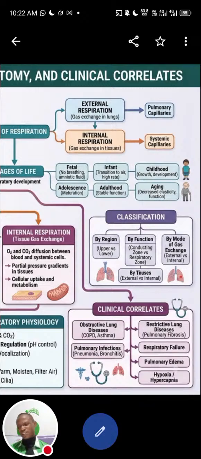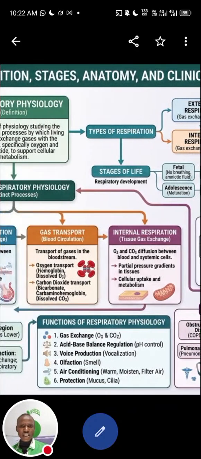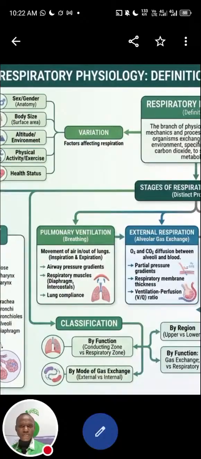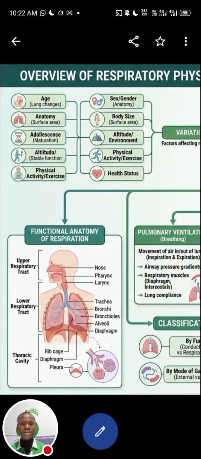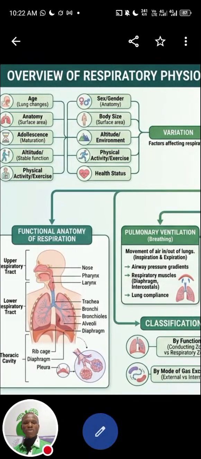Next one, we talk about types, just two types, external and internal. Is it not simple? It's simple. Pulmonary and systemic circulations. Okay. So then we talk about variation. We say HEAPDEWES. Let me see. I made a very special variation. Can you see, beautiful variation. These are factors affecting or making respiration vary.